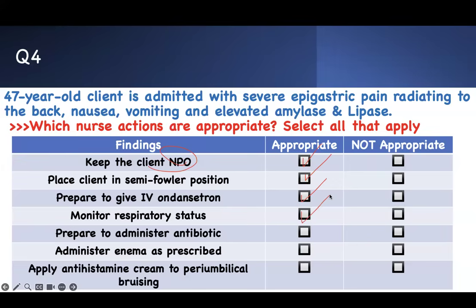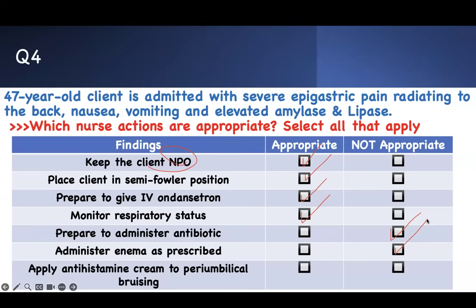Prepare to administer antibiotic. This is not a form of infection. It's an inflammation. It's different from appendicitis and cholecystitis or diverticulitis. Those need antibiotic because they are infections. This one is inflammation, no antibiotic. Administer enema as prescribed. If you put anything in their rectum, they may perforate because they may have ileus. They don't need an enema.